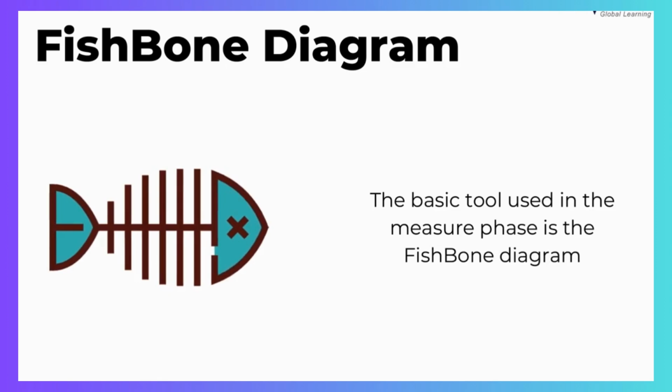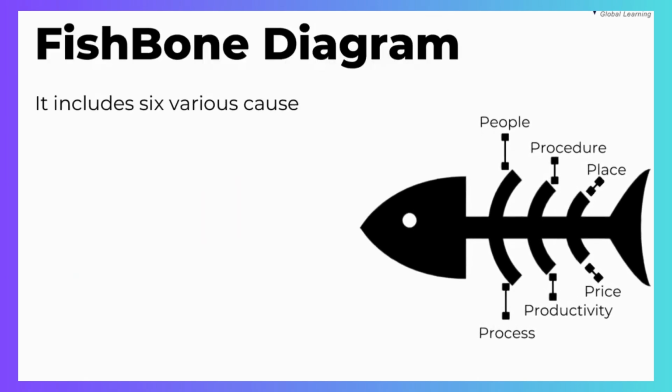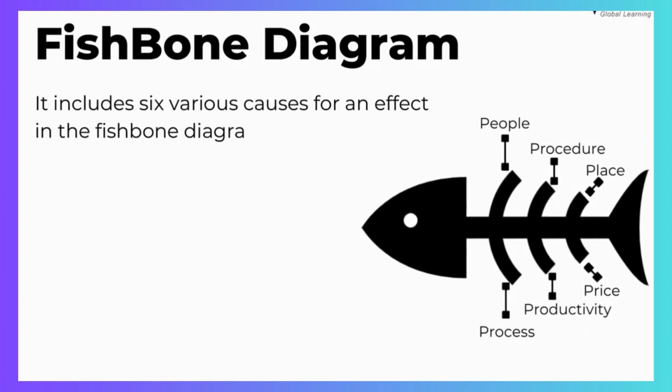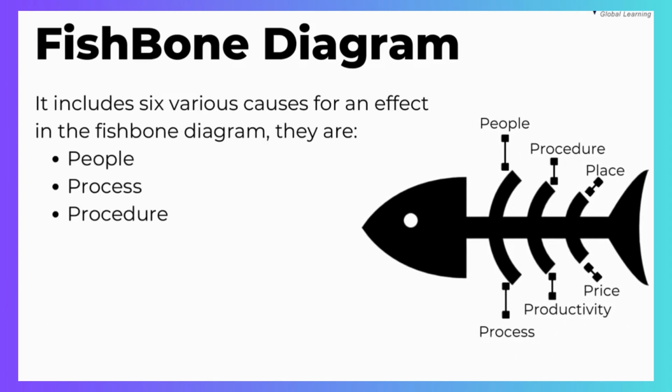Here in this phase, it is crucial to identify the main cause of the problem. Therefore, fishbone is one of the important tools in Six Sigma to identify the potential root cause of the issue. Under the fishbone diagram, our major task is to find the root cause. It includes 6 various causes for an effect in the fishbone diagram. They are people, process, procedure, place, price, and productivity.